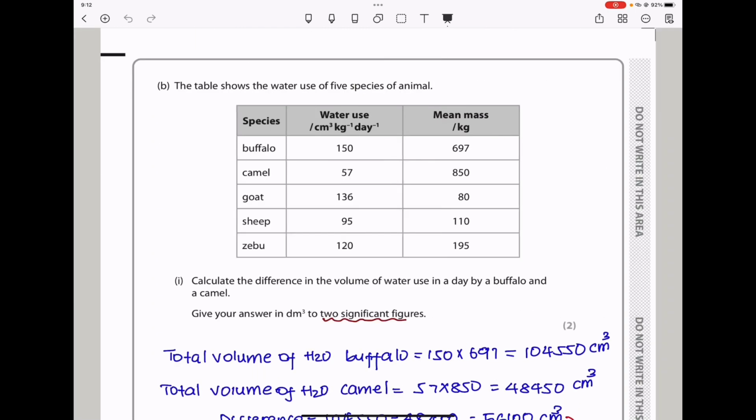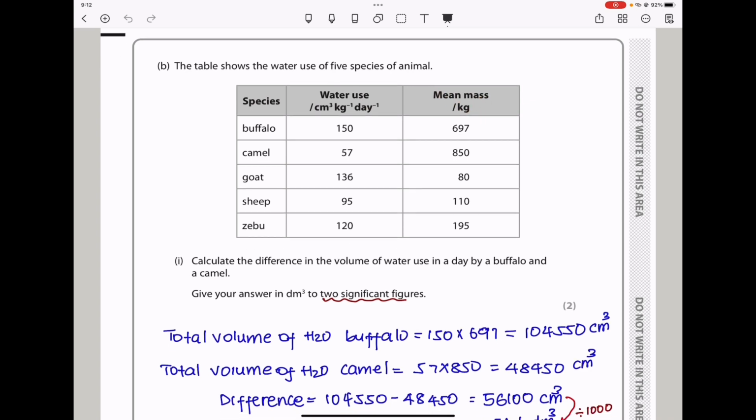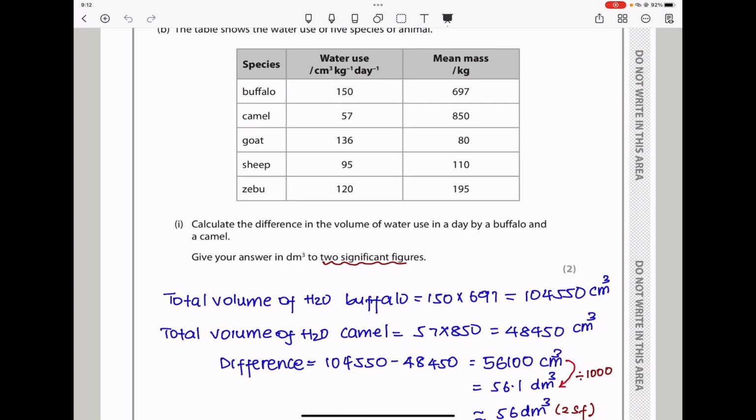Moving on. In part B, the table shows the water use of 5 species of animal. So we have a buffalo, a camel, we have goat, sheep, and zebu. So here we have the water in 10 meter cube per kilogram per day and the mean mass of each. They say calculate the difference in the volume of water used in a day by a buffalo and a camel and give your answer in decimeter cube to 2 significant figures.